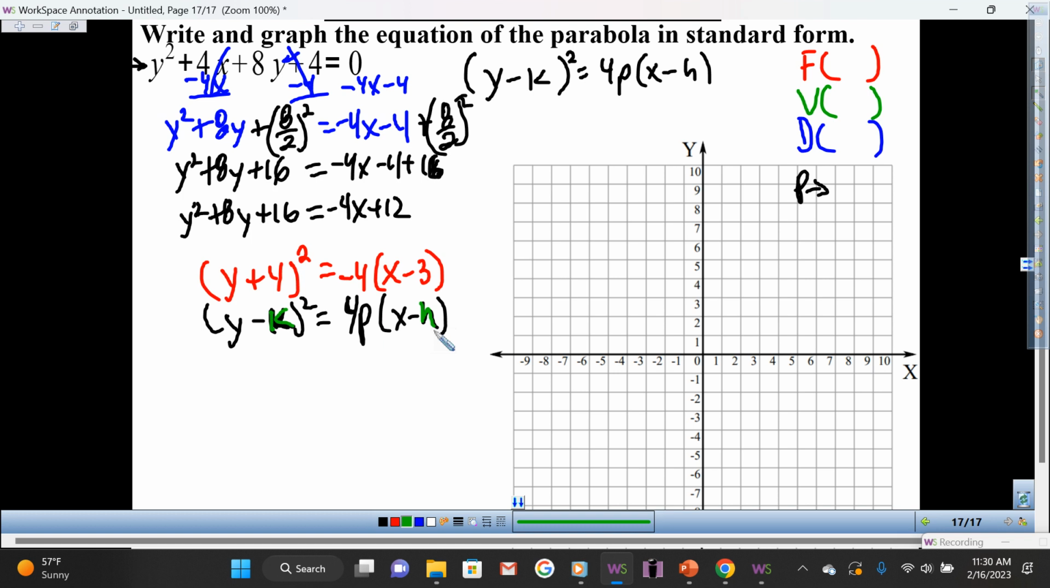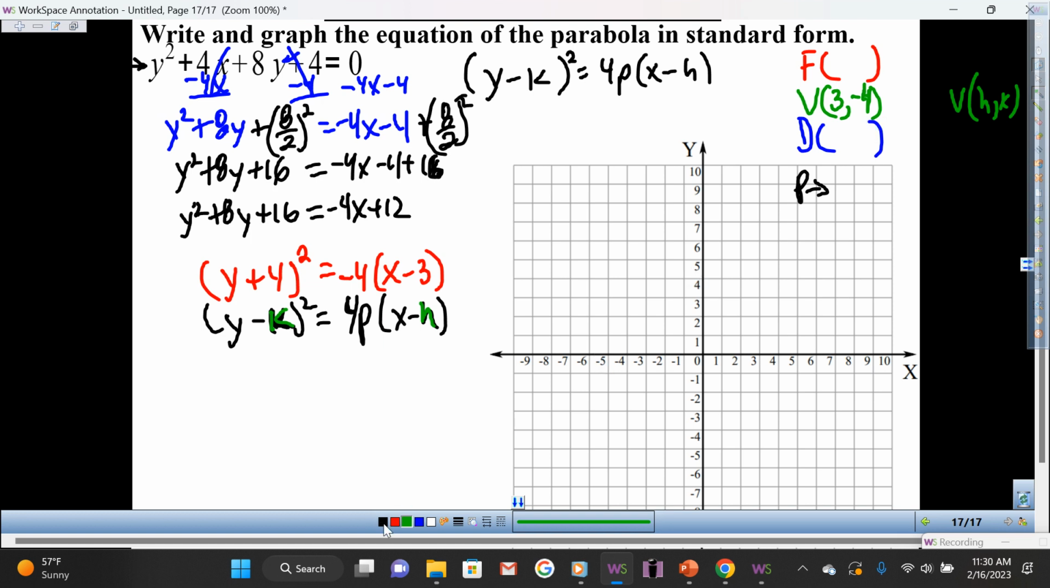All right. Vertex. Jaden, pass someone. JP. Close. Remember, vertex is always H and K. Three and negative 4. That is correct. All right, so far so good.